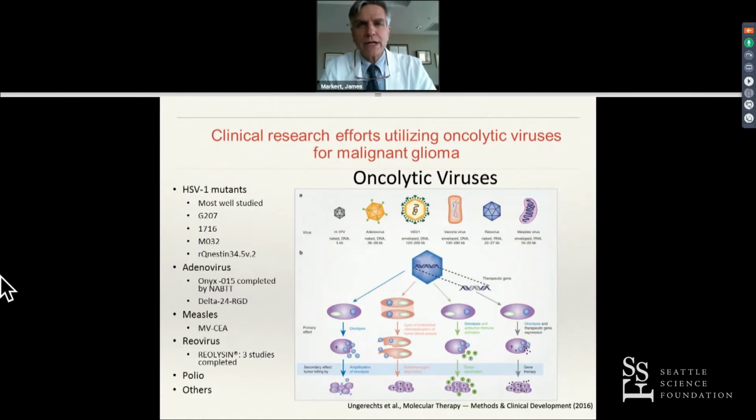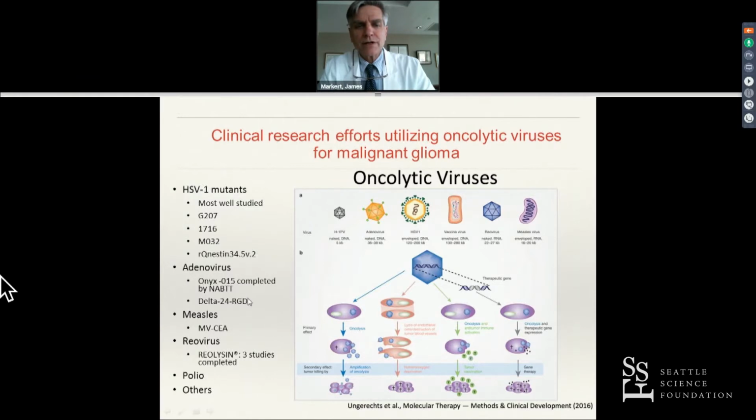There's been a great deal of interest in using oncolytic viruses for treating various kinds of cancer, but in particular malignant glioma. On the left here, there's a list of different viruses that have been tested. We've concentrated most of our lab work on HSV, although we've looked also at adenovirus and reovirus. But others have been in this arena as well. Great Britain has done some work on 1716. Nino Kyoko at Mass General has looked at RQ Nestin 34.5. And not listed on here is G Delta 47, which has been studied in Japan.